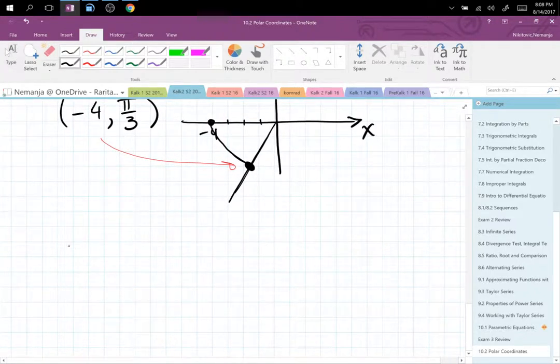Let's try another one. How about 3, negative pi over 4?